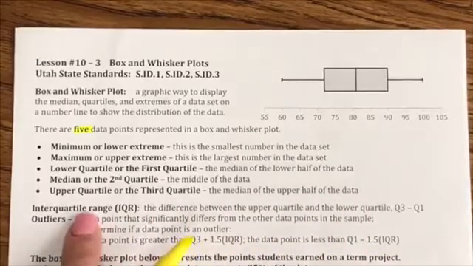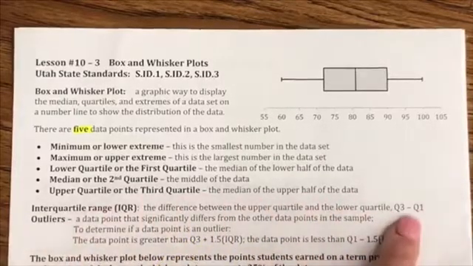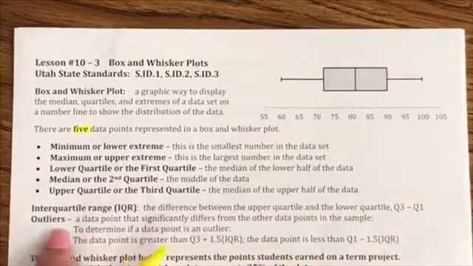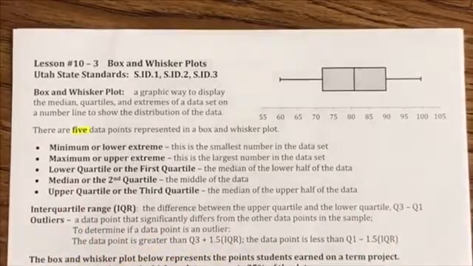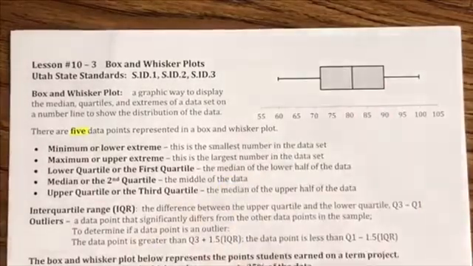We also have what's called the interquartile range, which is Q3 minus Q1. We'll talk about that in a minute. And then outliers. We'll talk about how to find those as well. Okay, so let's go ahead and look at this box and whisker plot and identify the different parts.